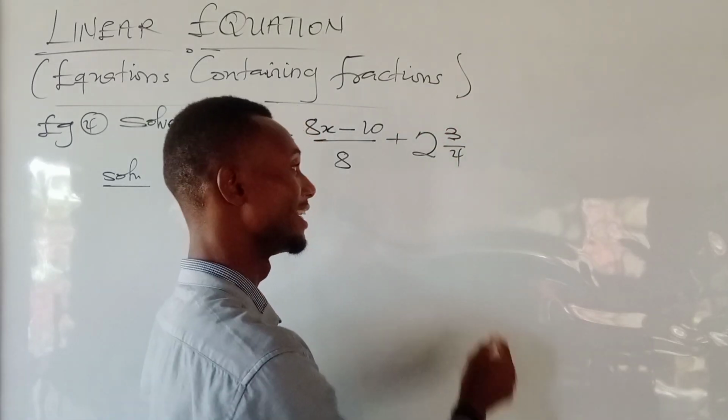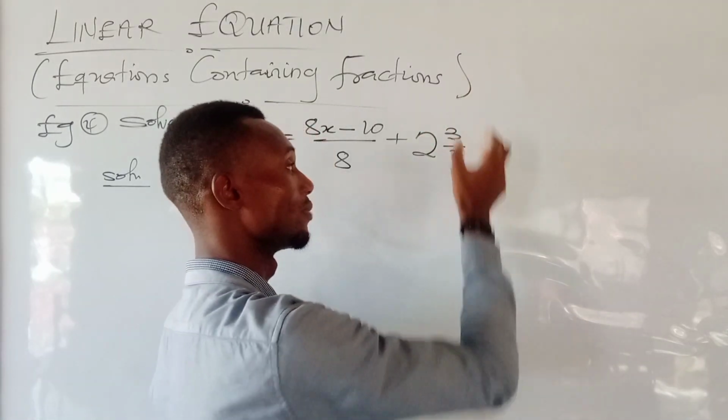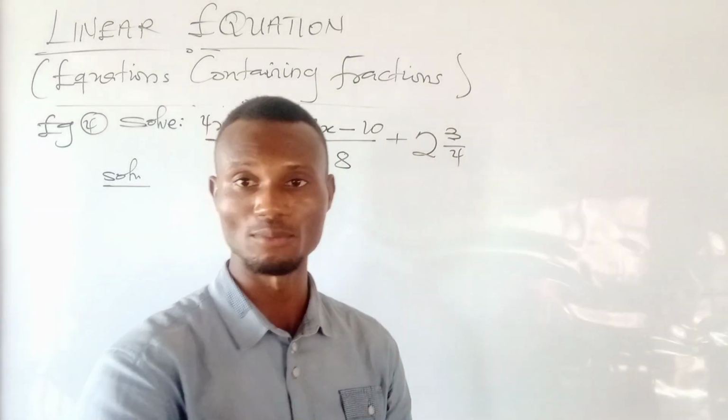Okay, so it's going to be like this: 4 times 2, 8. 8 plus 3, 11. So it's going to be 11 over 4. I hope the understanding is clear enough. Okay, let me go over one more time.